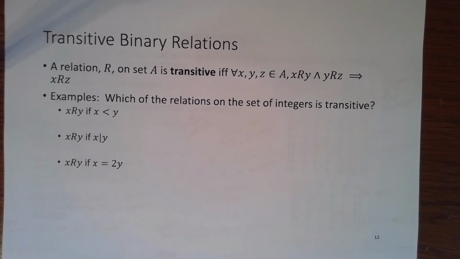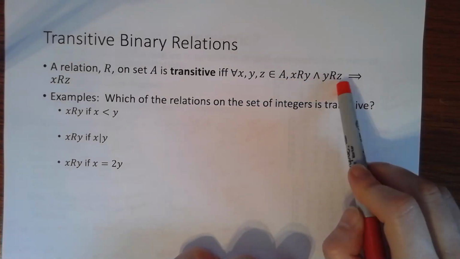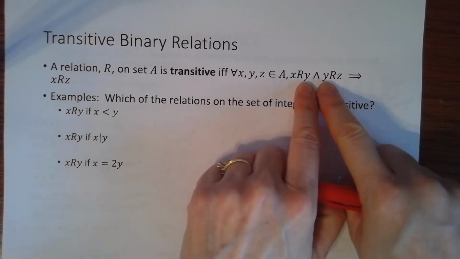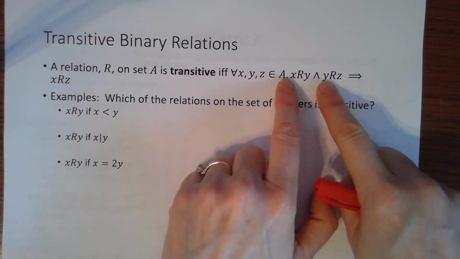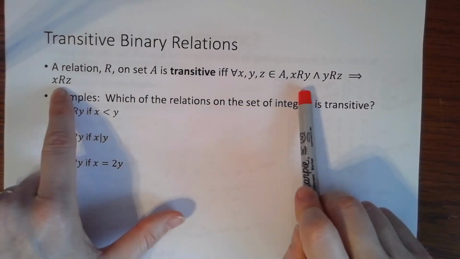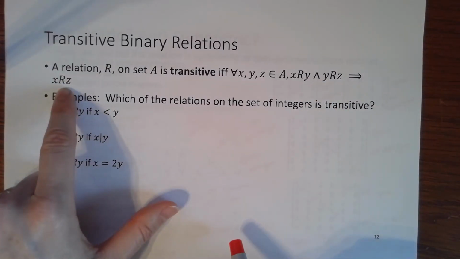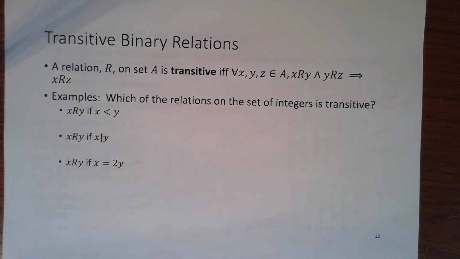The next relationship is transitive binary relations. A relation is transitive if it's true that for every x, y, and z, if x is related to y and y is related to z, then this y is sort of a connection between them, and we'll get that x is related to z. So x related to y and y related to z implies that x is related to z. That will be a transitive relation.